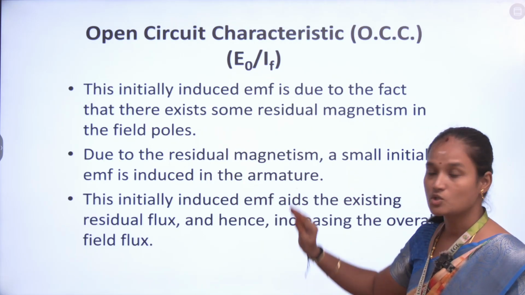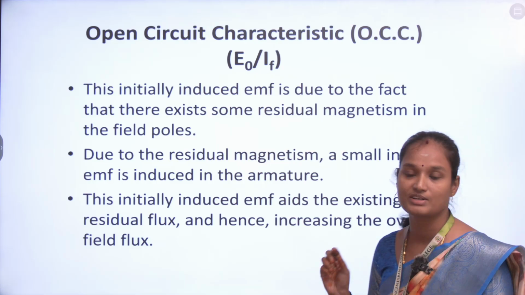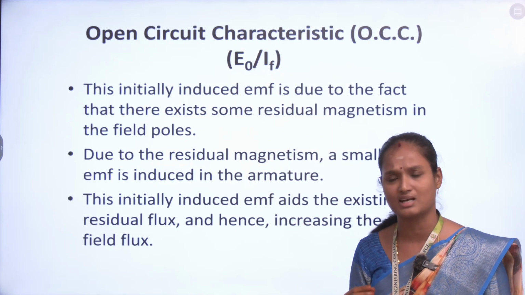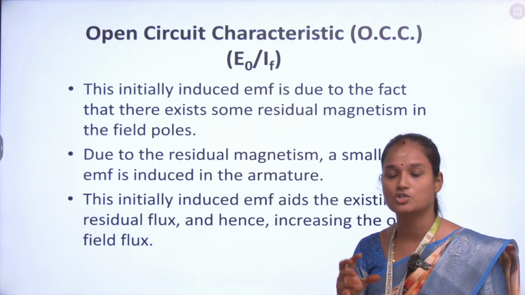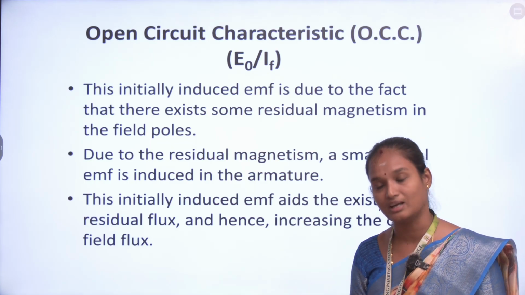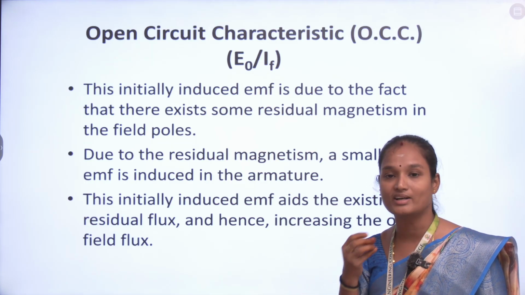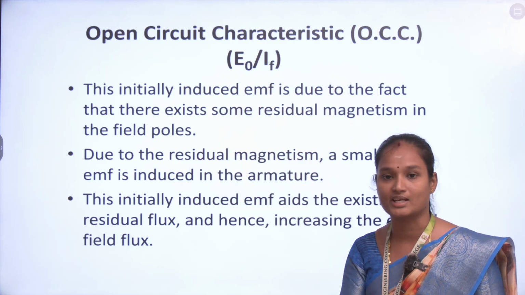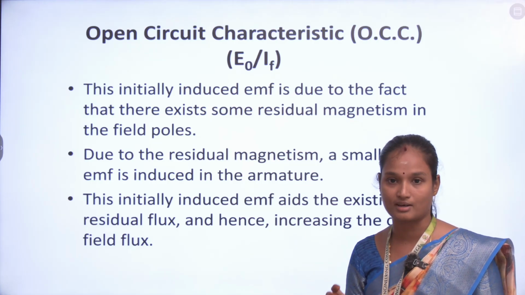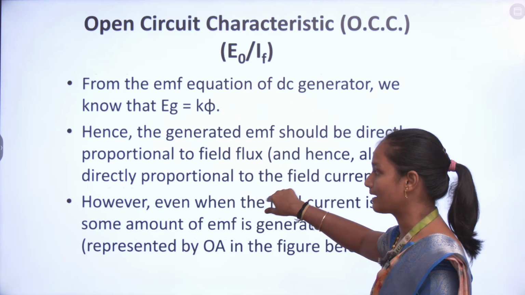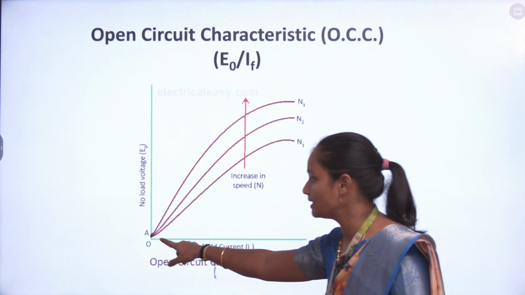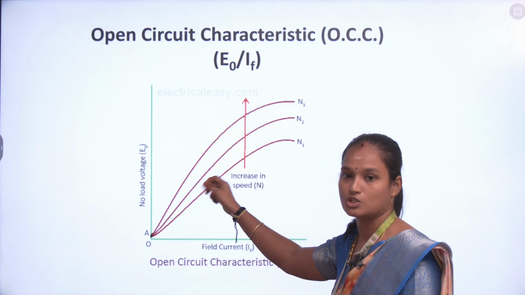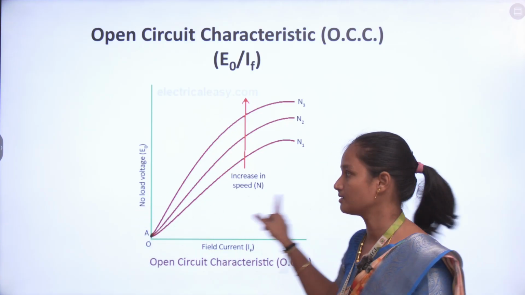Next, it initially induces EMF with some residual magnetism. Residual magnetism is nothing but the flux left in the field due to the armature current passing earlier, so there will be some residual flux of its own. So it is able to produce some voltage. That we can call residual magnetism. That is why the graph does not start at zero. It has some minimum voltage it starts with, due to its own residual flux.